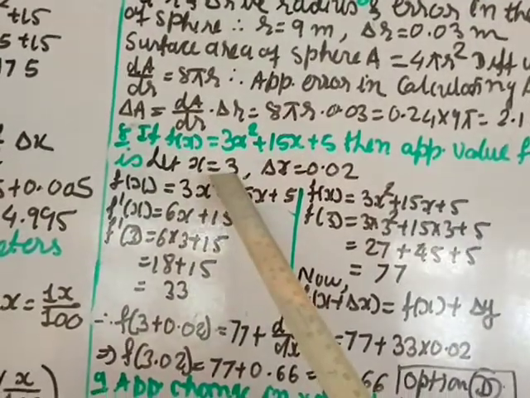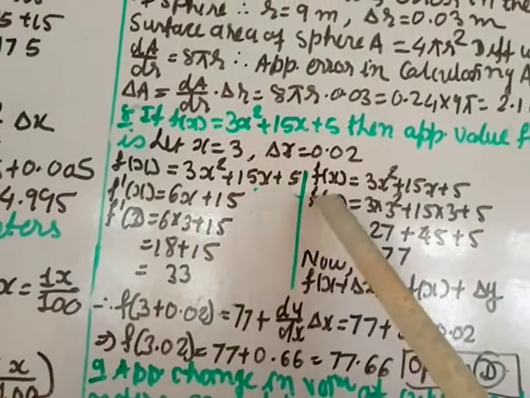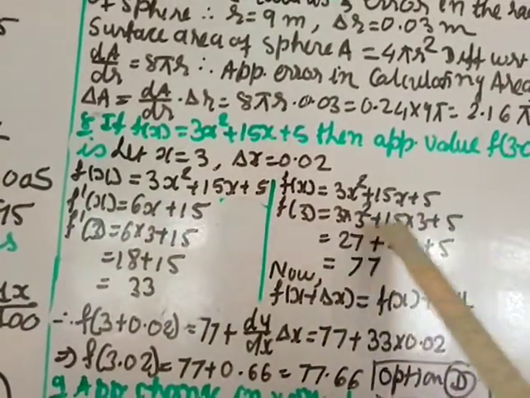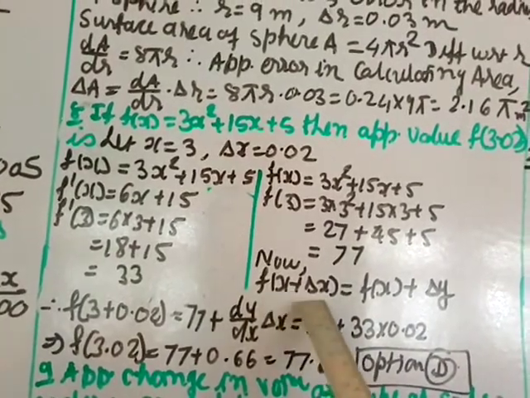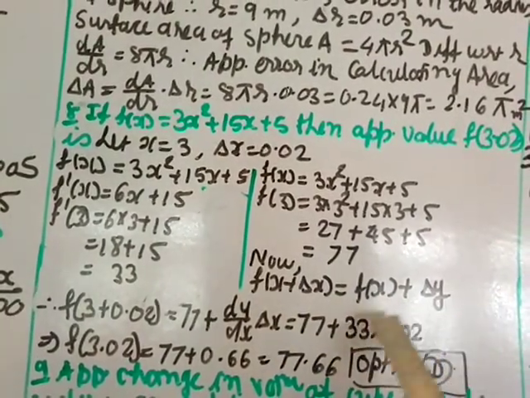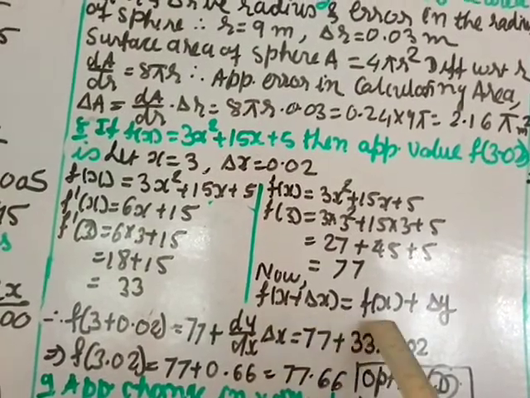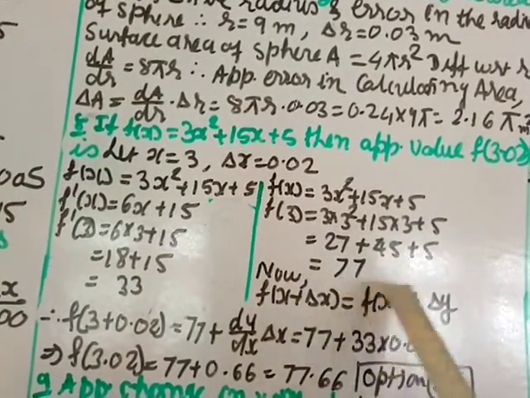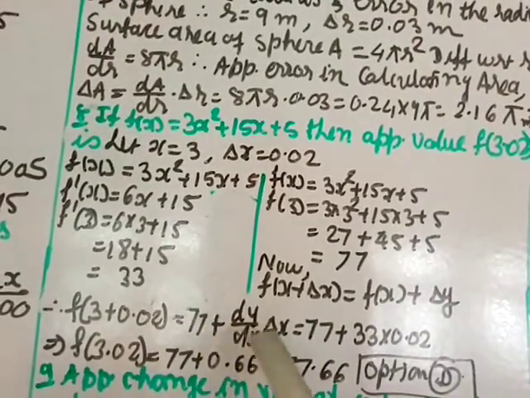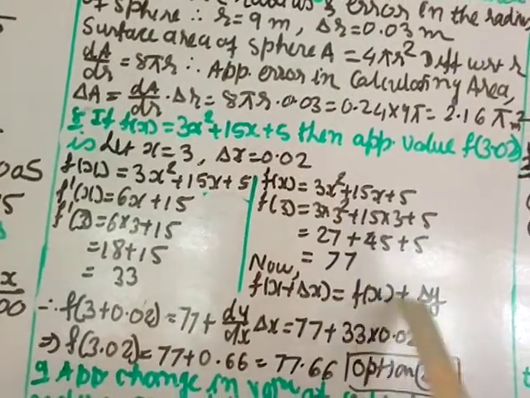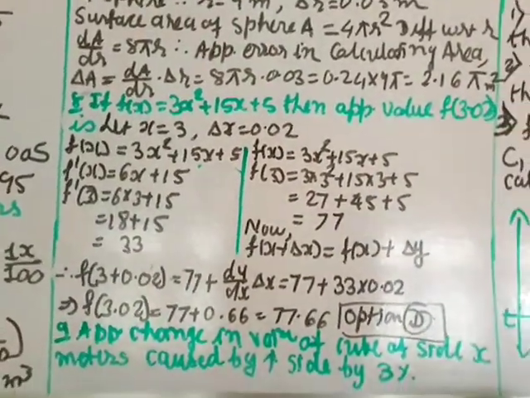Then I want to find f dash at 3. So put the value of x equal to 3. So put the value, you get 33. Then f of x also we find in this function of f x, you put x equal to 3. So we get 77. Then we know this formula, f of x plus delta x is equal to f of x plus f dash of x into delta x. Okay, put the value of x as 3 and delta x is 0.02. f of x value we have found here 77. f dash of x is written as dy by dx into delta x. So dy by dx is 33 and delta x is 0.02. Put the value, simplify, you get 77.66, and that is the option number D.